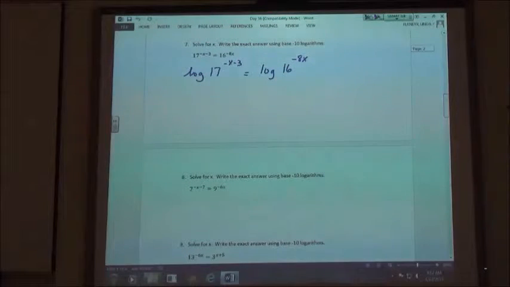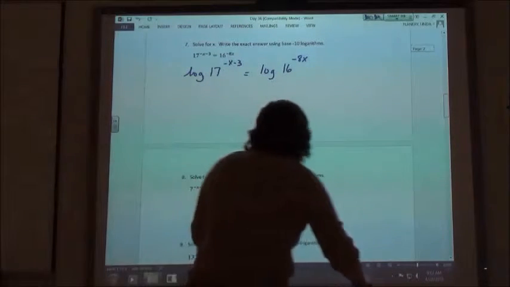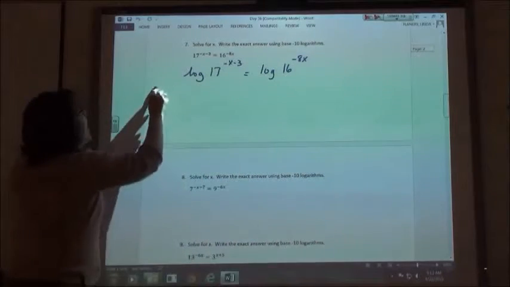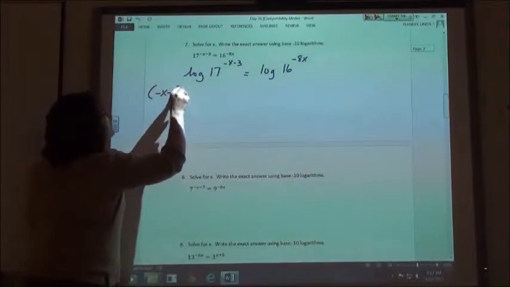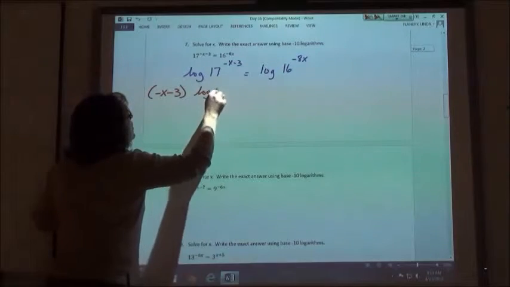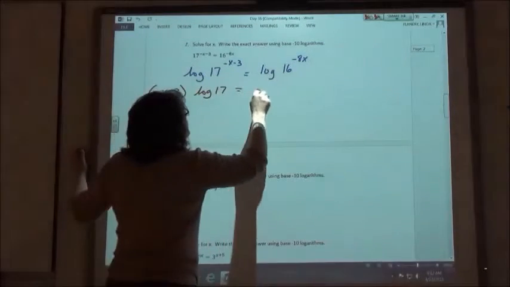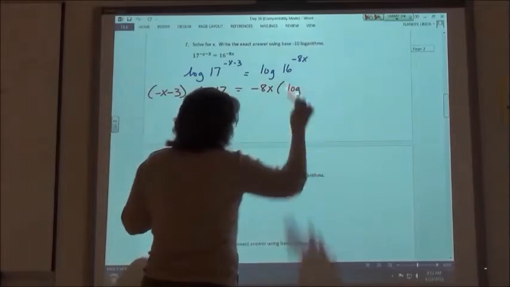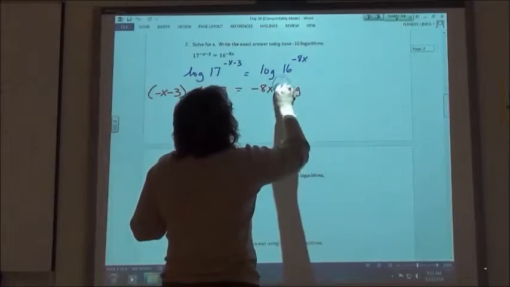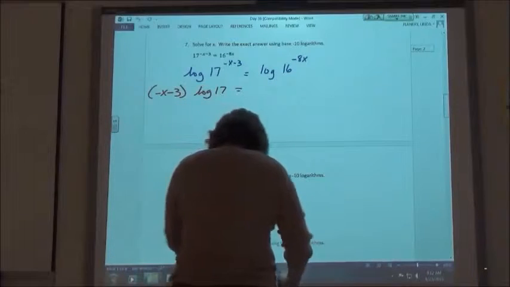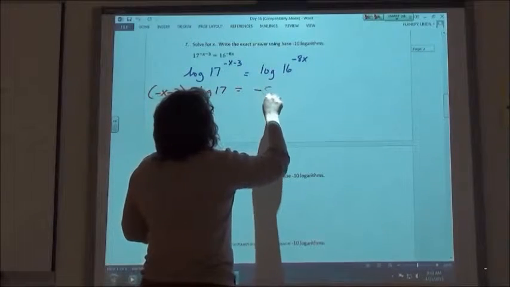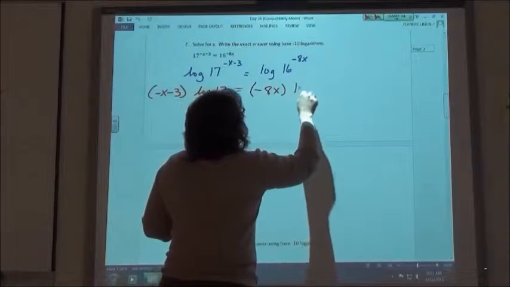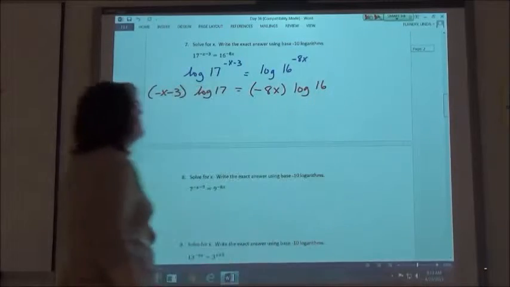And then just like on 1, 2, and 3, we're going to take the exponents and put them in front of our expressions times those logarithms. So I'm going to write this as negative x minus 3 times the log of 17 equals negative 8x times the log. Oops, I probably should have written that the other way. Let me move my parenthesis around so I'm consistent. Negative 8x times the log of 16.